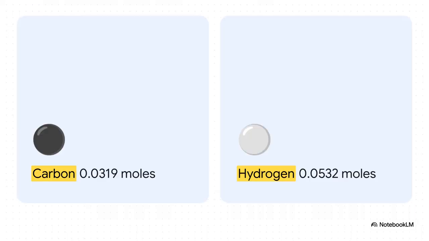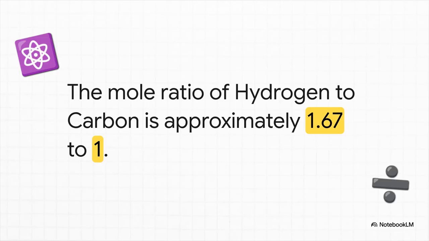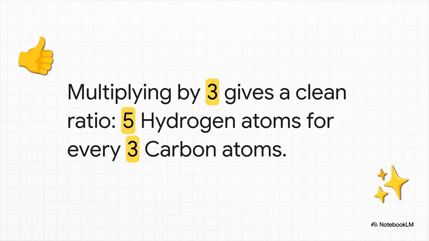And step 1, complete. After dividing the mass of each element by its molar mass from the periodic table, we find our original sample had 0.0319 moles of carbon atoms and 0.0532 moles of hydrogen atoms. Now, to find the simplest ratio, we just divide both of those numbers by the smaller one, in this case, the moles of carbon. And when we do that, we find that for every one carbon atom, we have about 1.67 hydrogen atoms. You can't have 1.67 of an atom, right?